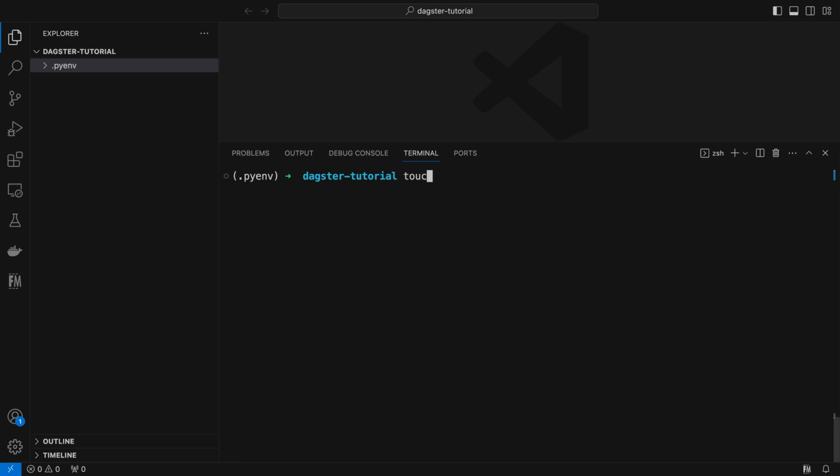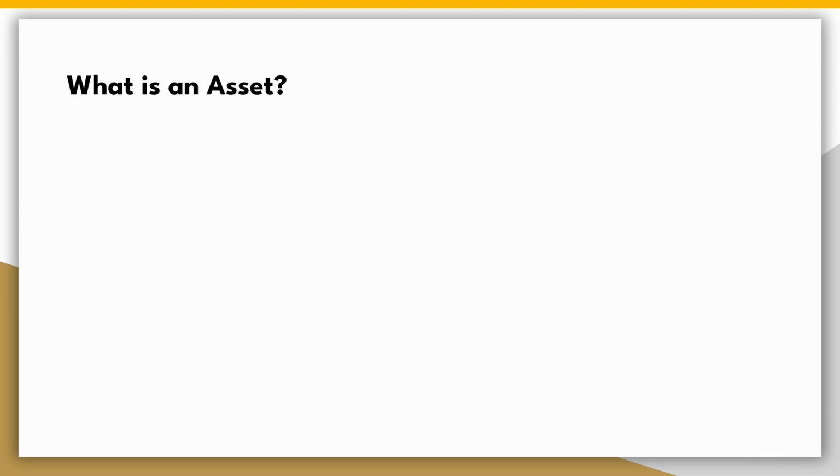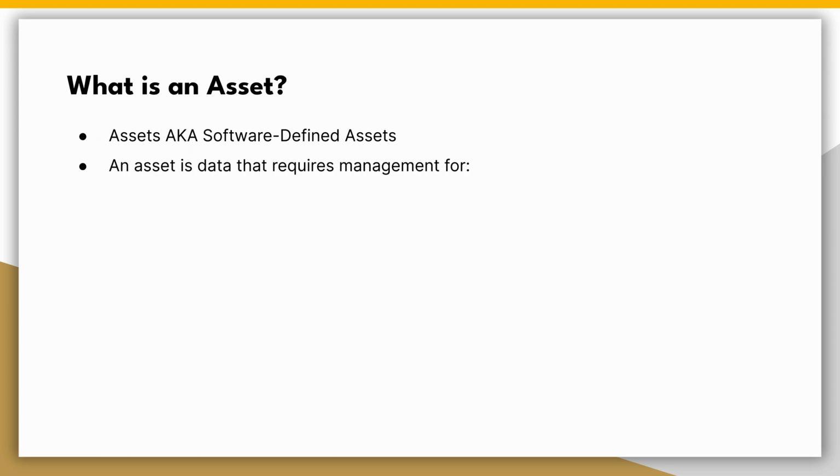A data pipeline can be defined as either a Python file or a Python module. Let's begin by creating a simple Python file called hello-dagster.py. Before we delve into creating our pipeline, it's essential to understand the foundational concept in Dagster: assets, or software-defined assets. But what exactly is an asset? An asset is data that requires careful management to ensure its accuracy and keep it up to date.